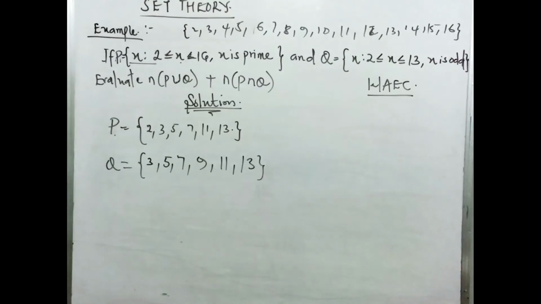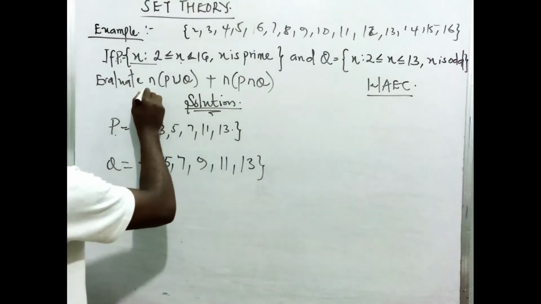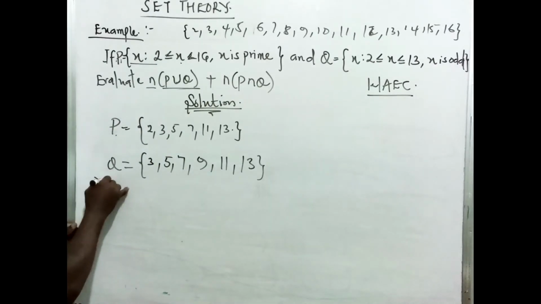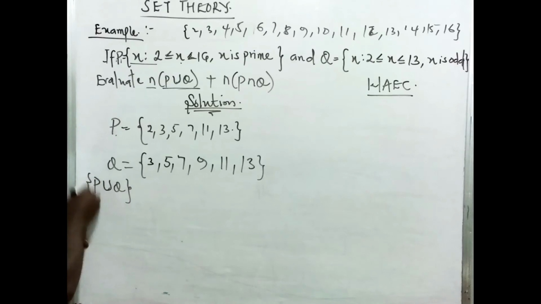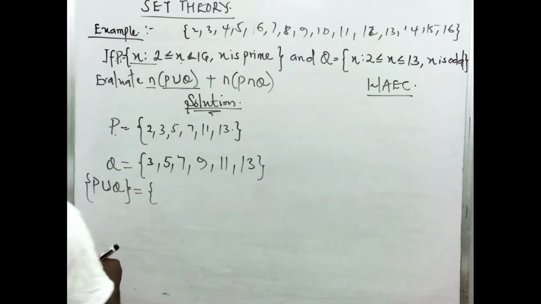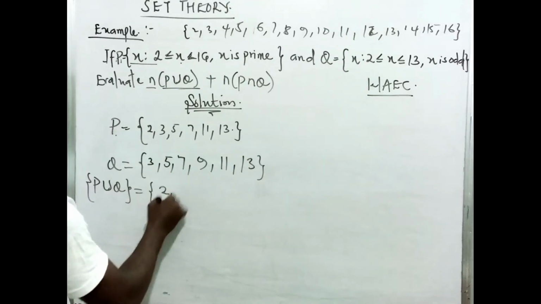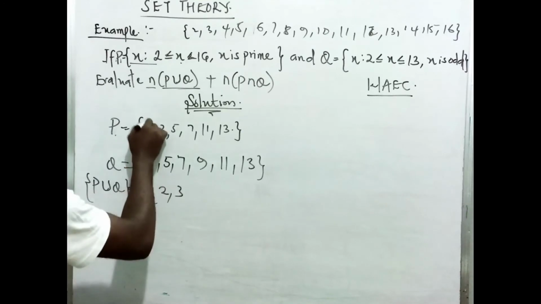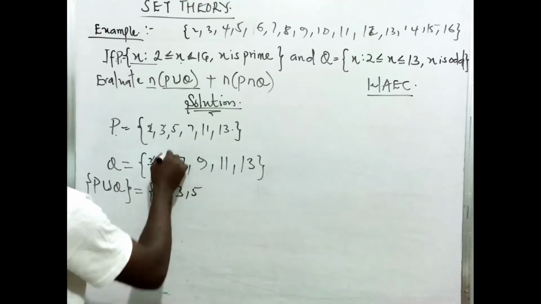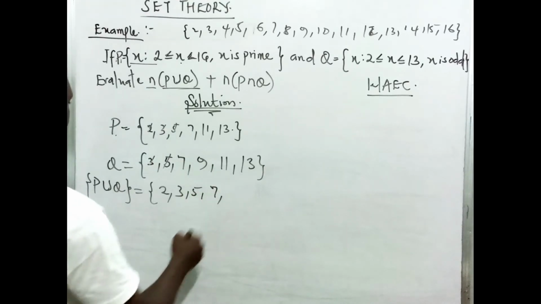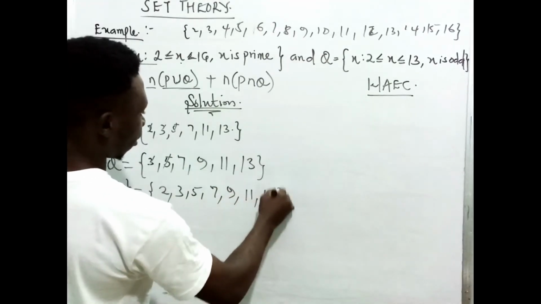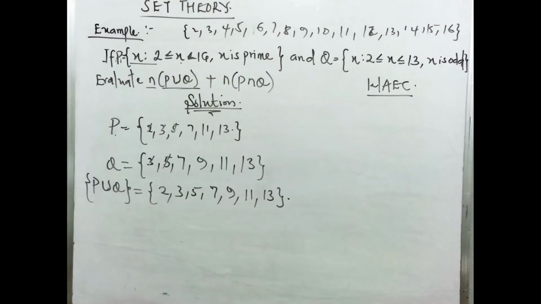Now what does this question say? The question said: cardinality of P union Q. First and foremost, what is P union Q? P union Q means the coming together of P and Q, that is 2, 3, 5, 7, 9, 11, and 13.